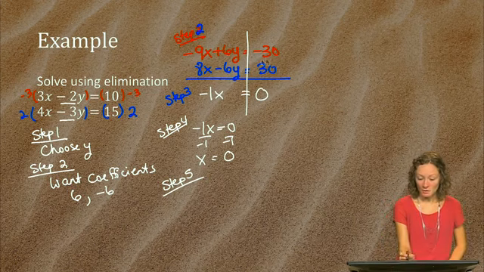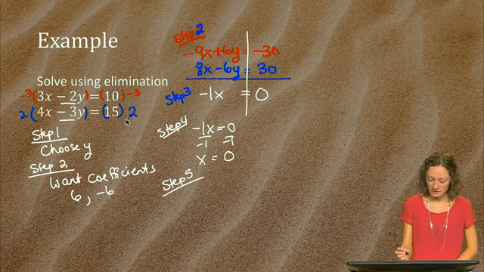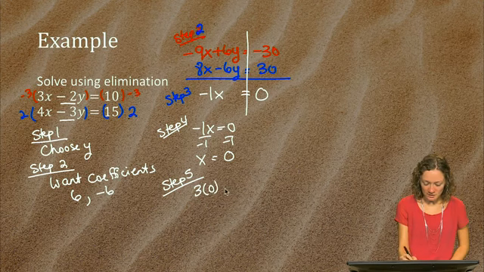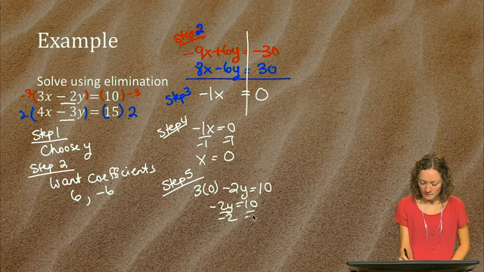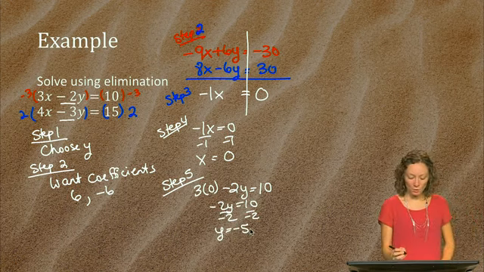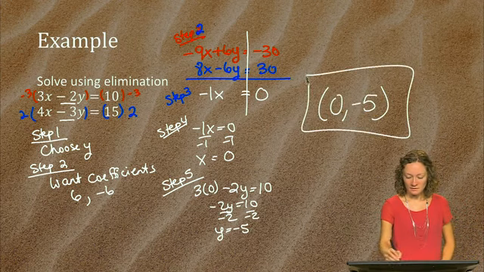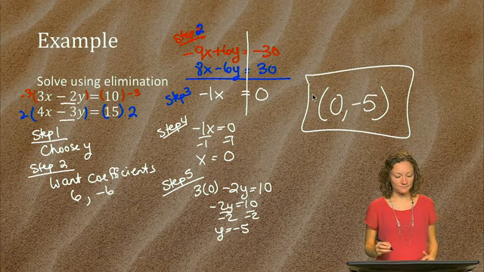Any equation along the way, these two, it doesn't matter. I'll just go with this first one. 3 times 0 minus 2y equals 10. Looks like I get negative 5. So the ordered pair, the final answer, 0, negative 5.